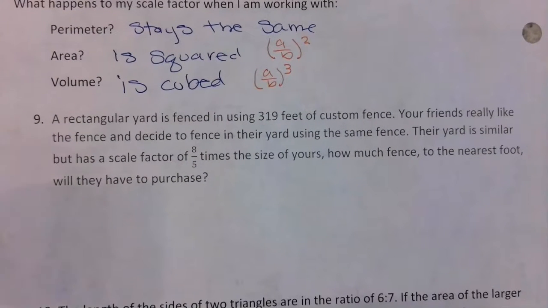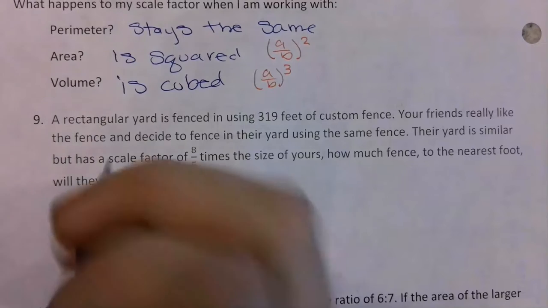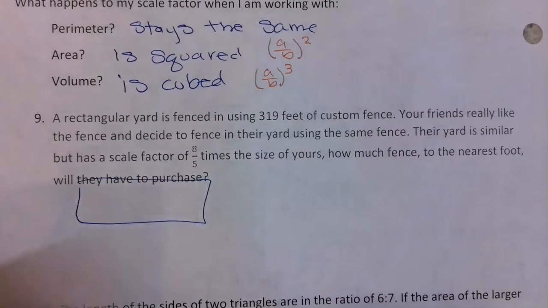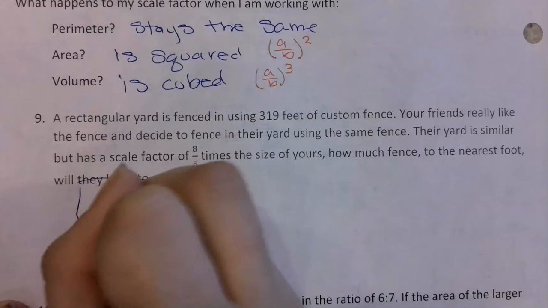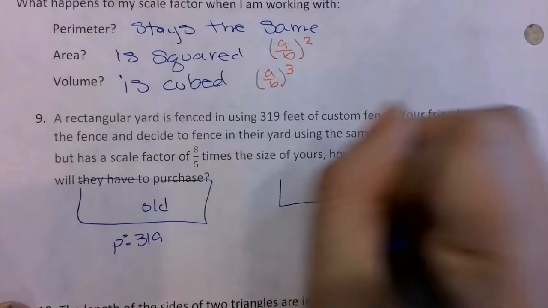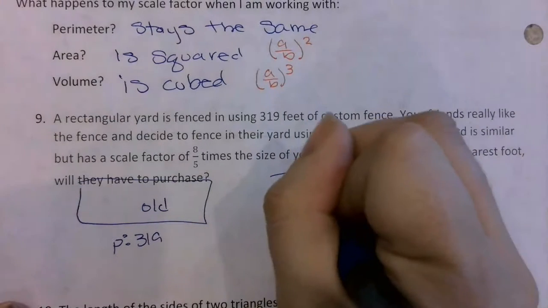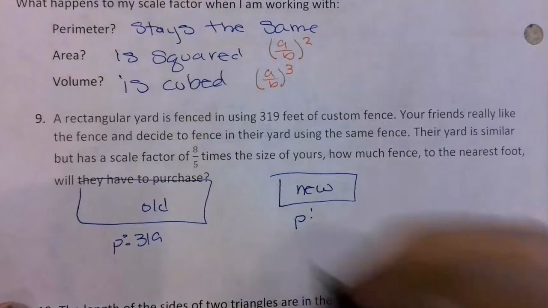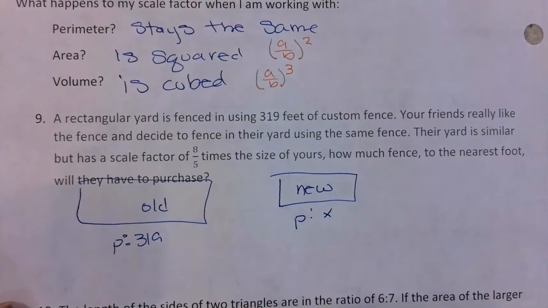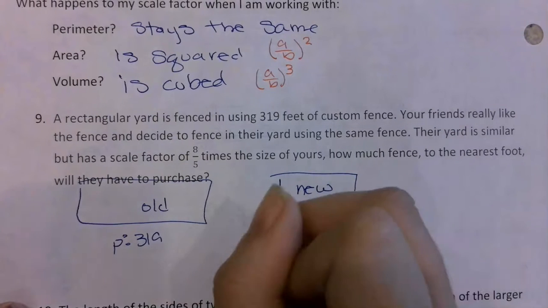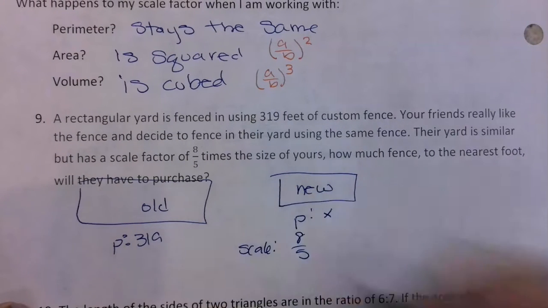Okay. So number 9 is telling me that I have a rectangular yard, and it has a perimeter of 319. This is the old yard. Then my friends decide they want the exact same fence in their yard. And their fence is what we don't know. And they want it 8/5 the size of mine. So 8/5 is my scale factor.